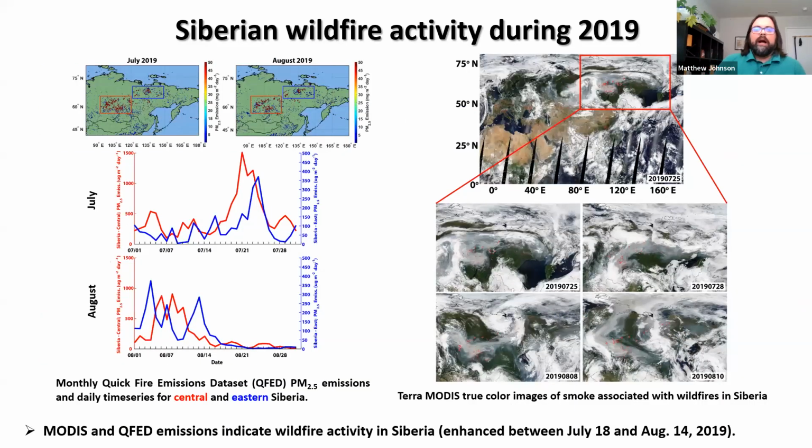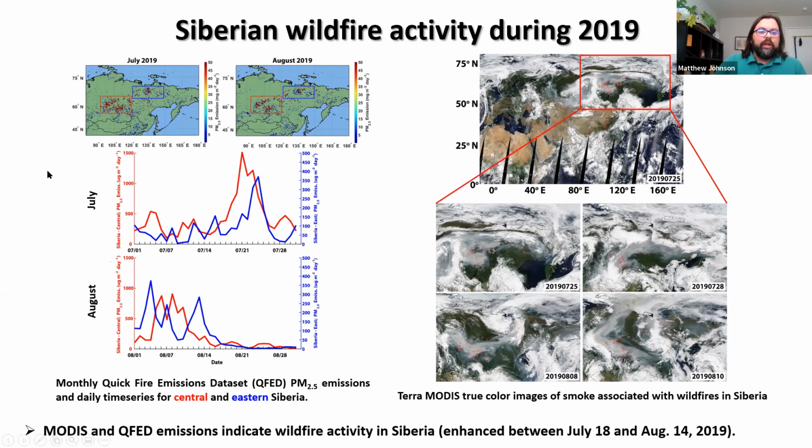So what we wanted to do is combine GEOS-CF with ground-based and satellite remote sensing and also in situ data to characterize the transport of this wildfire smoke and then quantify some of its potential impacts in North America. To the right, I'm showing some true color images from MODIS. The red dots you can see there are fire detections, and when you didn't have a lot of clouds, you could see this very thick smoke enveloping the whole region of central and eastern Siberia.